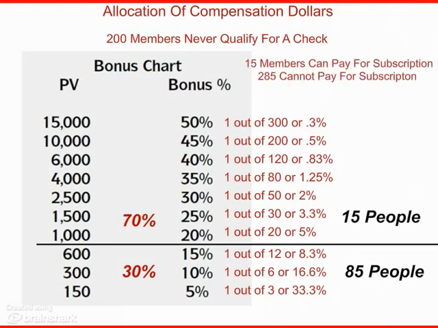What it all boils down to is that out of this total team of 300 people, 15 members could pay for a subscription, and 285 would never earn enough to pay for their own subscription on a recurring basis.